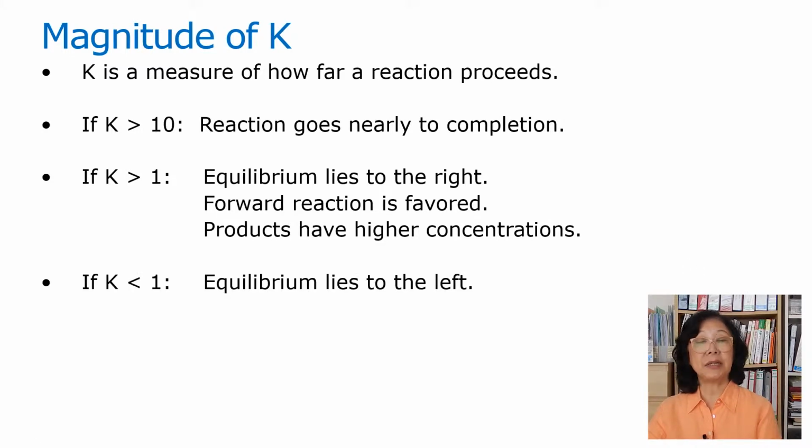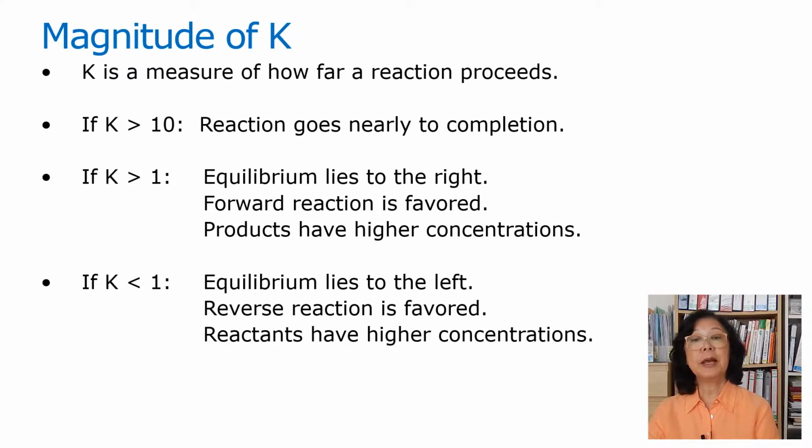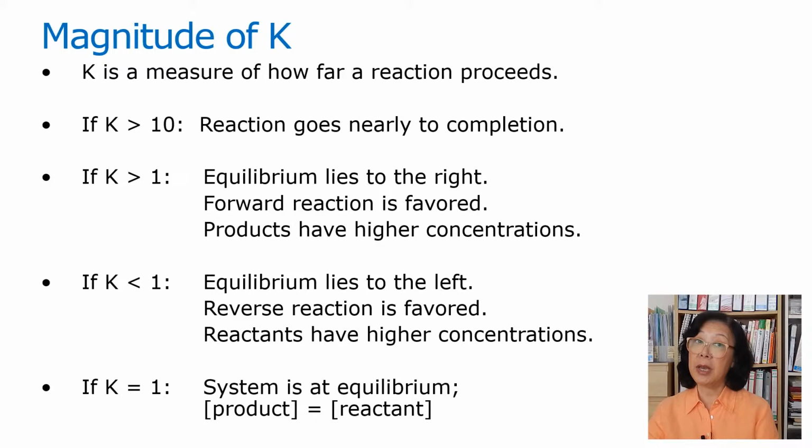If K is less than 1, equilibrium lies to the left. The reverse reaction is favored and reactants have higher concentration. If K is equal to 1, the system is at equilibrium, and product concentration is equal to reactant concentration.